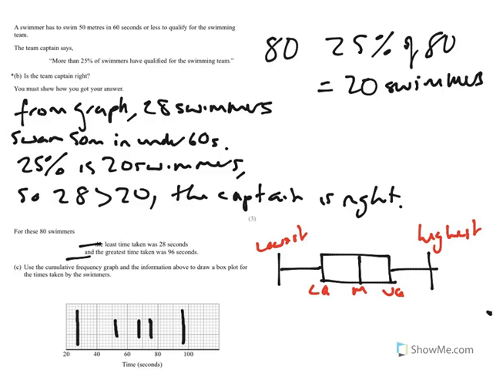Draw the box in, connect up all the lines, and that's our box plot. So you get 1 mark for the two ends, you get 1 mark for the median, and you get 1 mark for the upper and lower quartile.